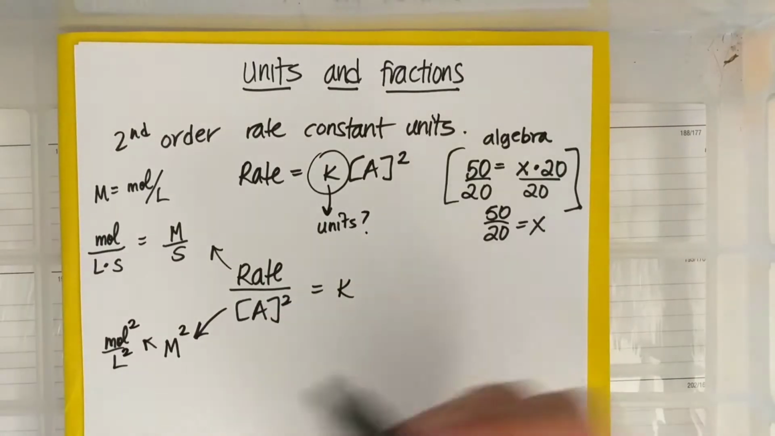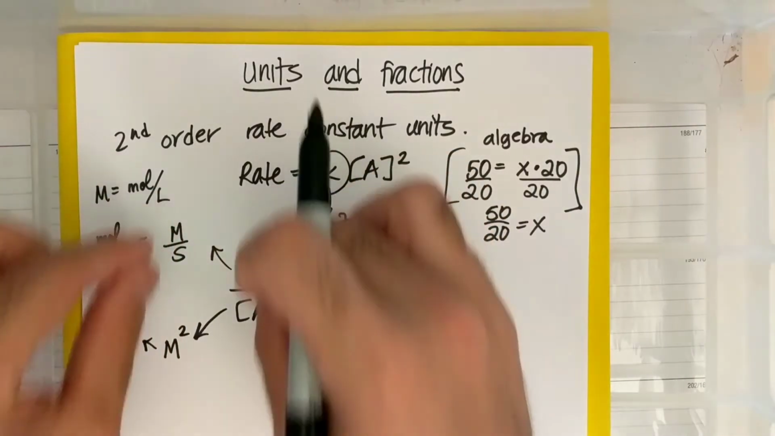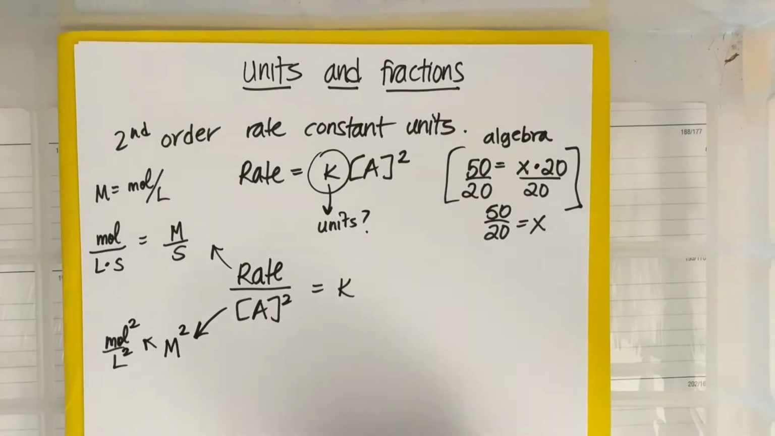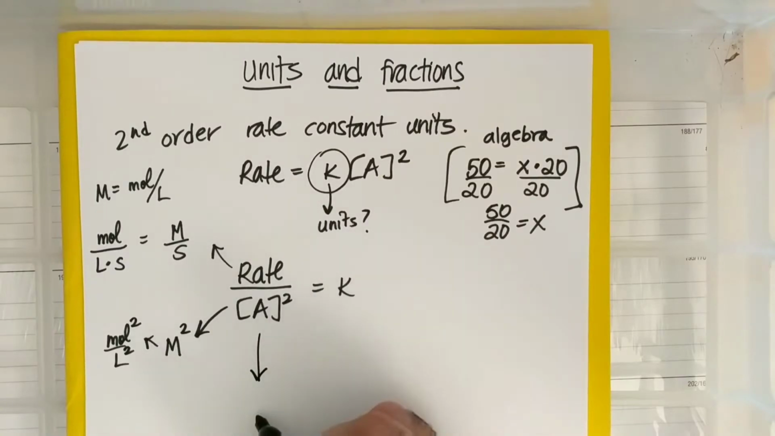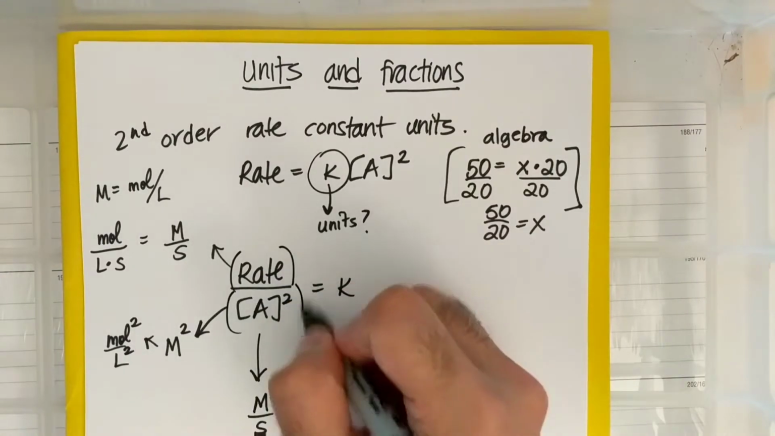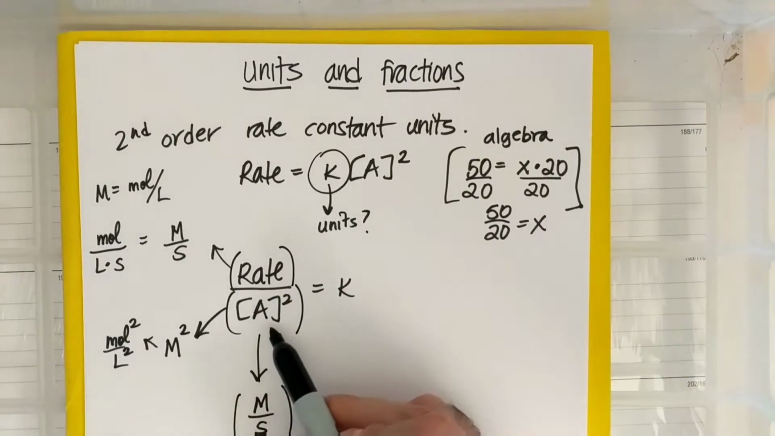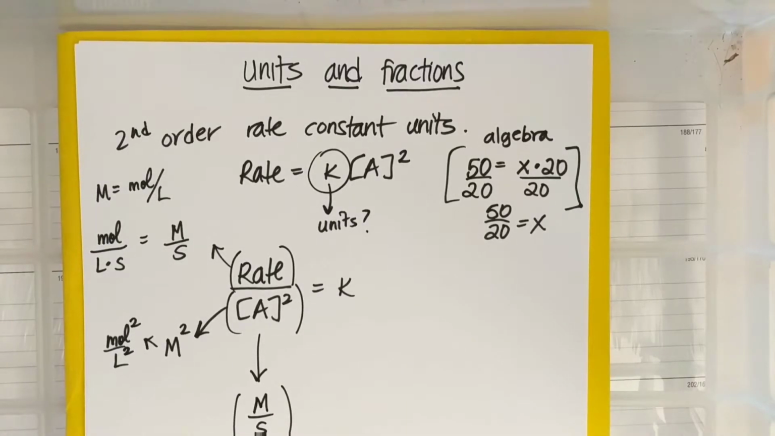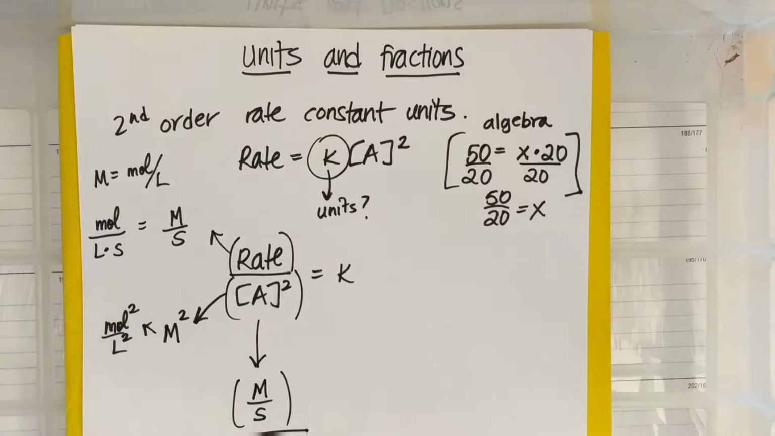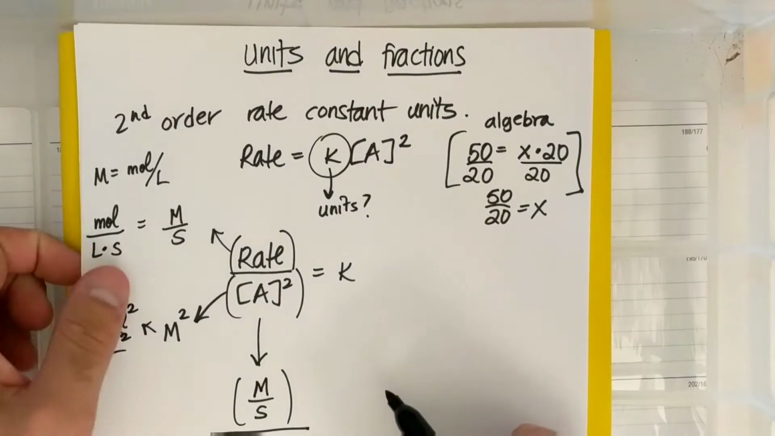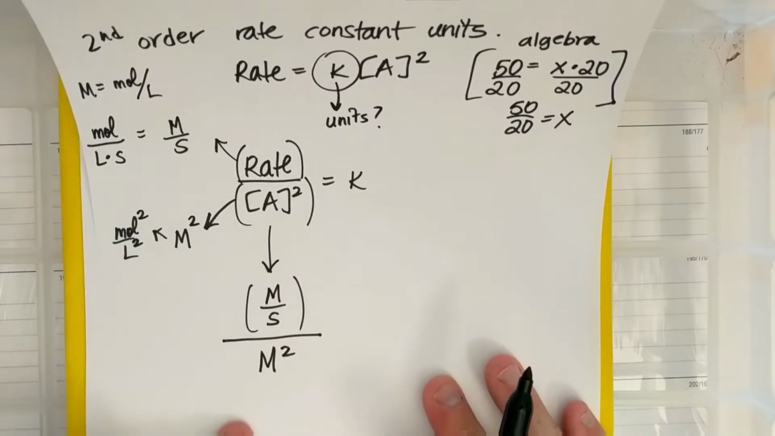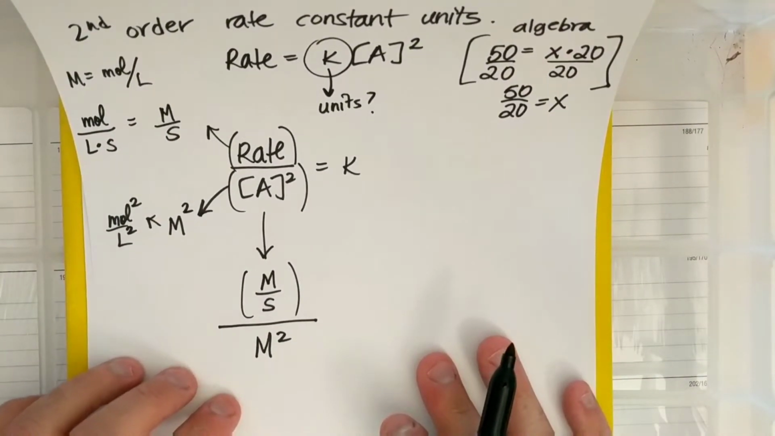And so if I want to put all of this together, let me just do molarity first. Let me make it simple and have one letter at a time. I'm going to write the rate as molarity over second, in parentheses, and then my concentration squared is my molarity squared. So now I have molarity over second divided by molarity squared.